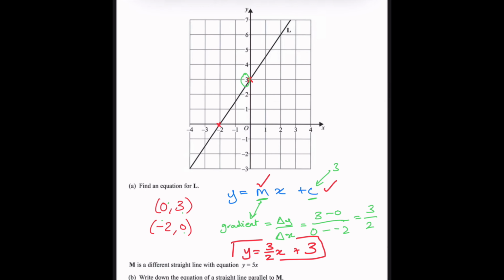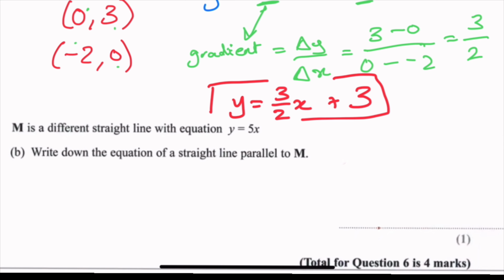M is a different straight line with the equation y equals 5x. Write an equation of a straight line parallel to M. So what do we need to know about parallel lines? Parallel lines have the same gradient.